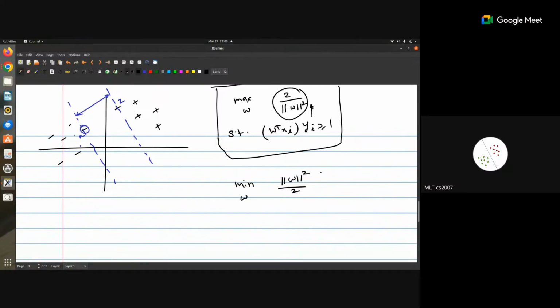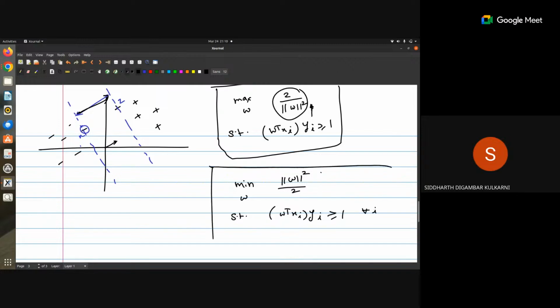So here also you can see that, if I wanted to maximize the margin, my W has to be as low as possible, right? Transpose xi into y. Why does this condition appear again and again? Because we want to separate, we keep the margins. Okay, this is the case now.